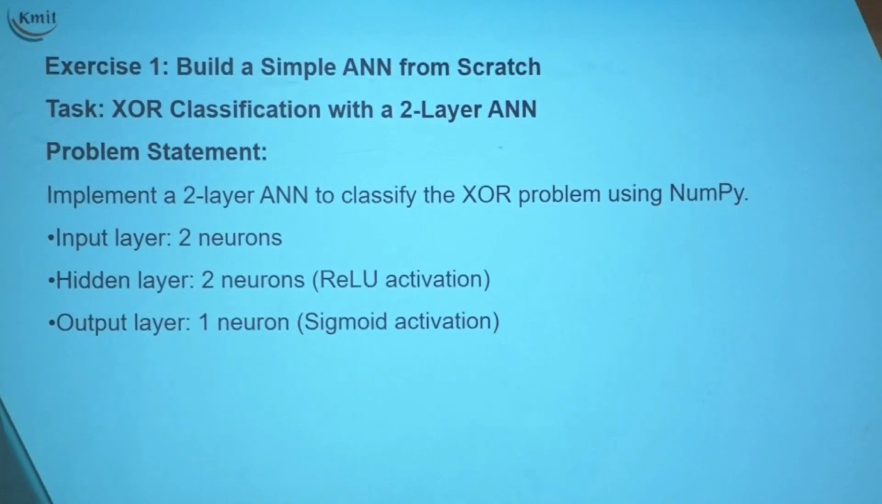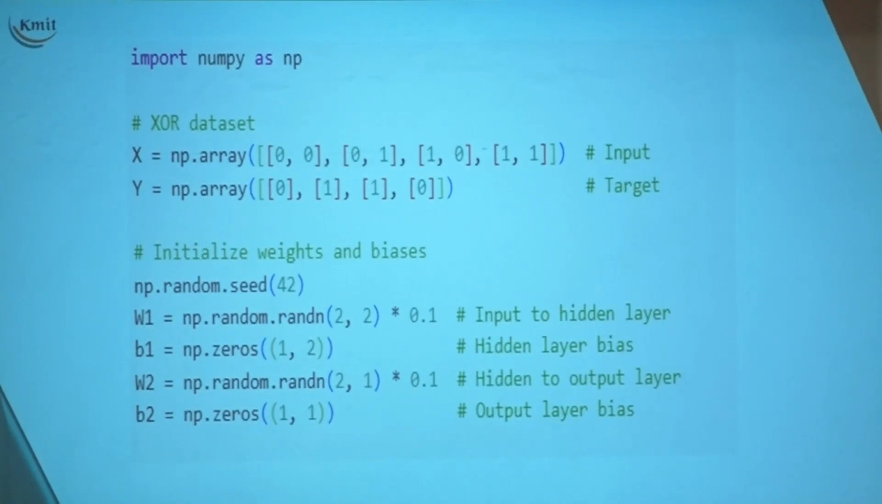Is that clear everybody? 2 neurons in hidden to only 1 neuron in the output. Okay, please make sure about it. So what is np.zeros of (1, 2)? Only one bias term in the first hidden layer and second hidden layer. Okay.